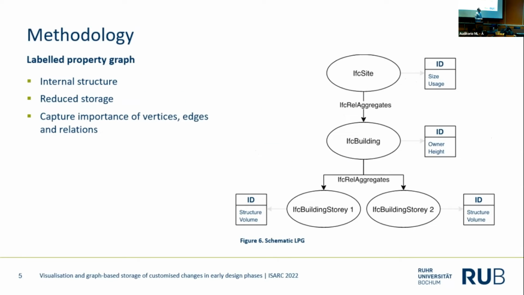Coming quickly through the methodology, we use the label property graph approach because it sometimes overcomes the RDF approach because of the internal hierarchical structure and the reduced storage. And with this approach, it is able to capture the importance of the edges and the relationships. And this is quite important for the calculation of the similarity.